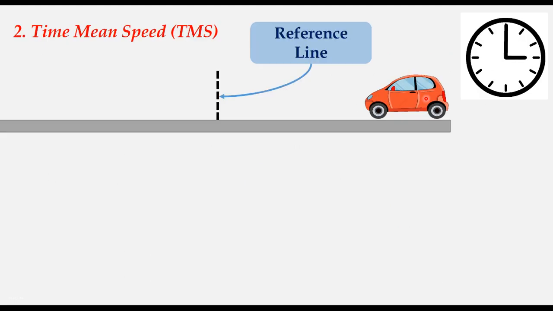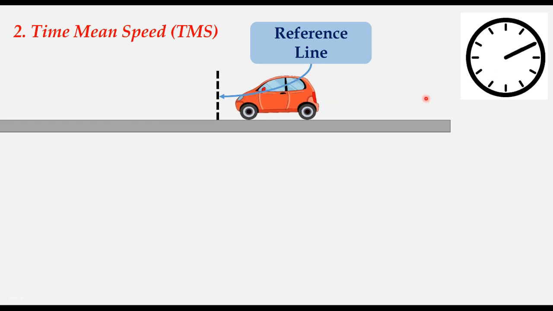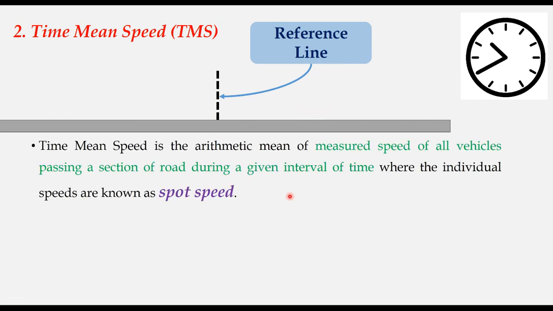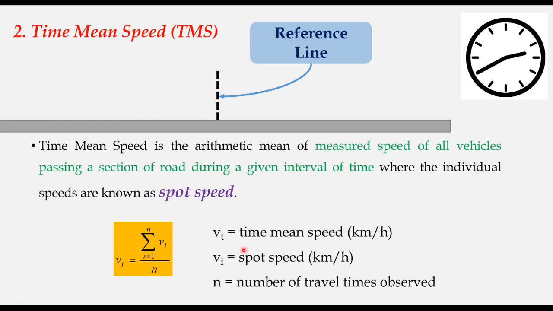The second type of speed which is used in traffic engineering is time mean speed. Now time mean speed is also measured at a particular location, a particular point, and this is the arithmetic mean of spot speed data. And therefore, if you measure speed at a particular reference point, then take the average of all these speeds, that is the time mean speed.